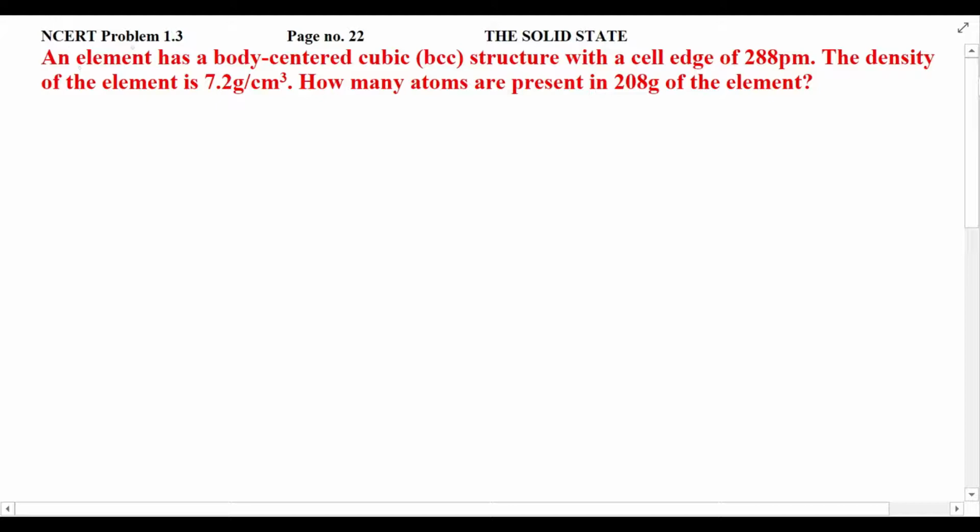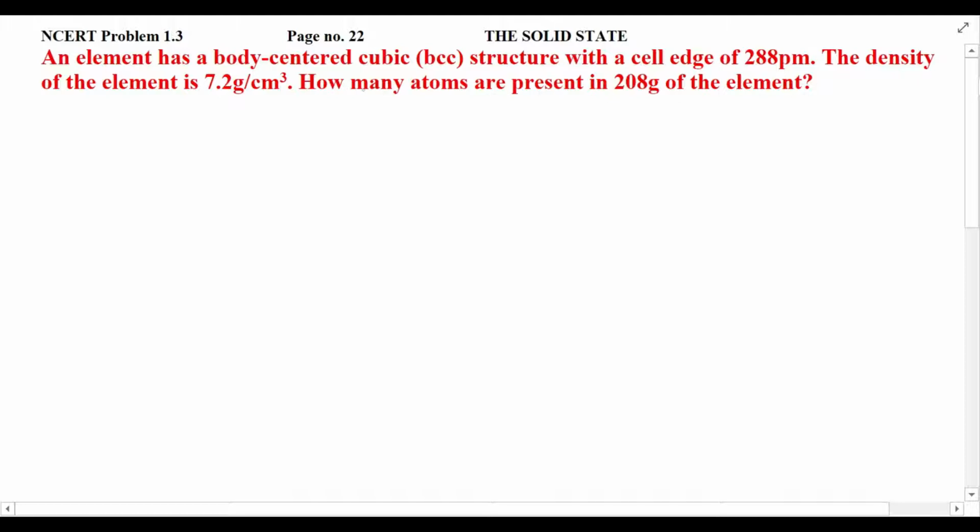Students, this is NCERT problem 1.3 from page number 22 of the solid state, right? So let's read the statement. An element has a body-centered cubic structure with a cell edge of 288 picometer. The density of the element is 7.2 gram per centimeter cube. How many atoms are present in 208 gram of the element?